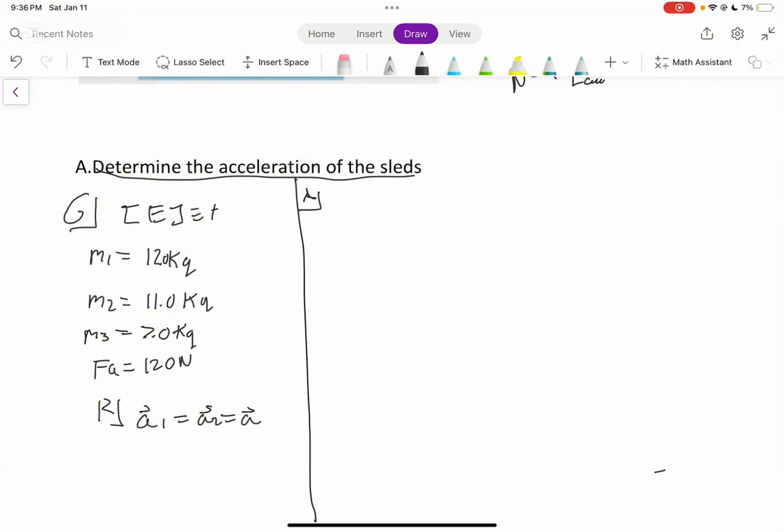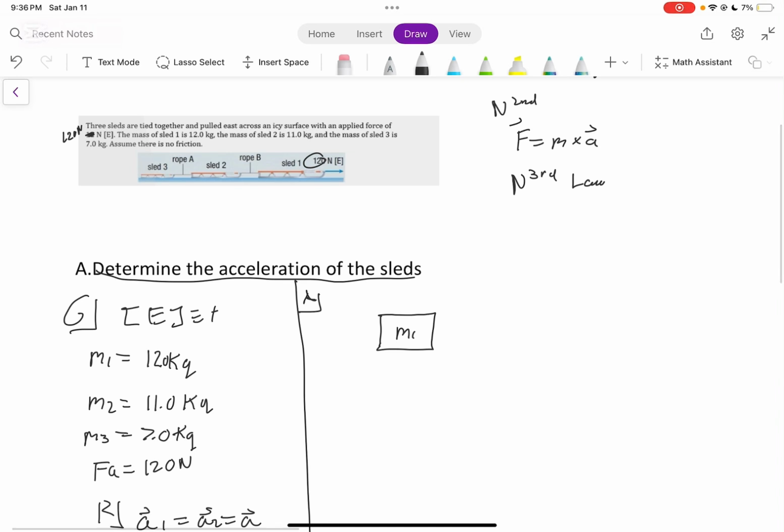So let's go into our analysis. Let's draw a free body diagram for our first object, mass 1. So we have mass 1 right here.